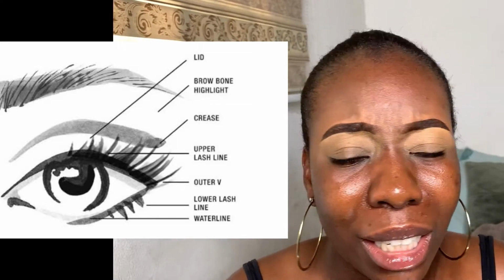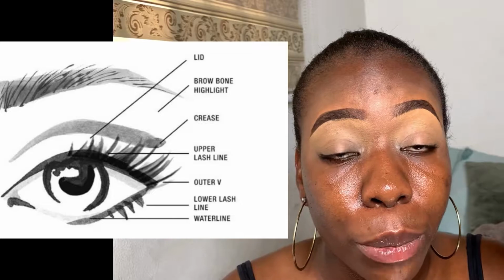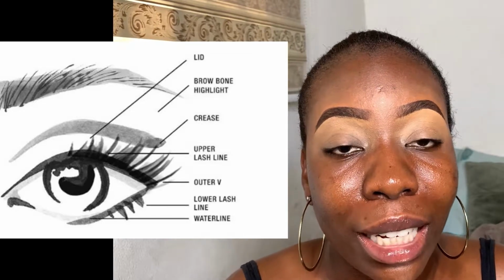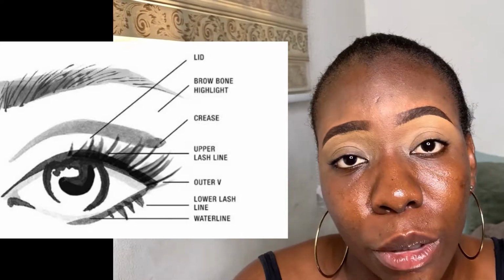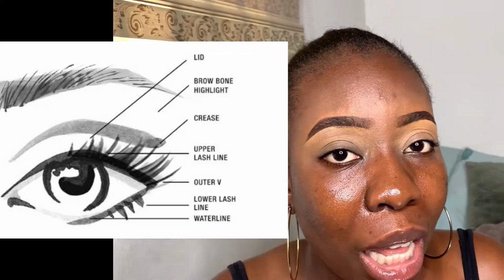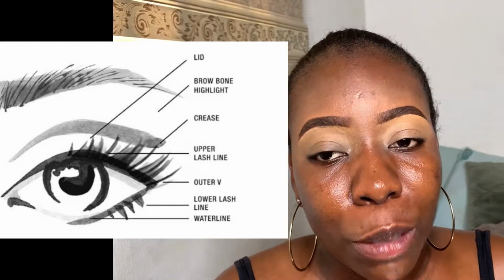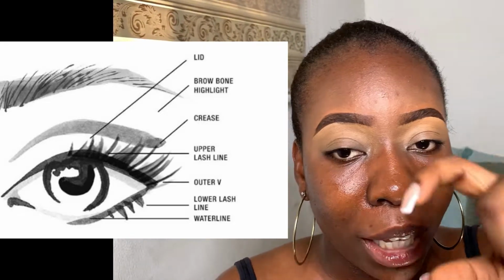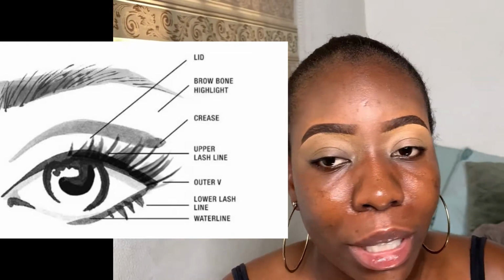Then we'll go further to identify other parts of the eyes. So I've mentioned the eyelid, the crease and the brow bone. Okay, so let us identify the inner part of the eyes, also called the tear duct, and the outer corner of the eye, also called the outer V. I'll try as much as possible to write them down, like put a write-up so you understand what I'm saying. I'm sorry if I'm talking too fast.